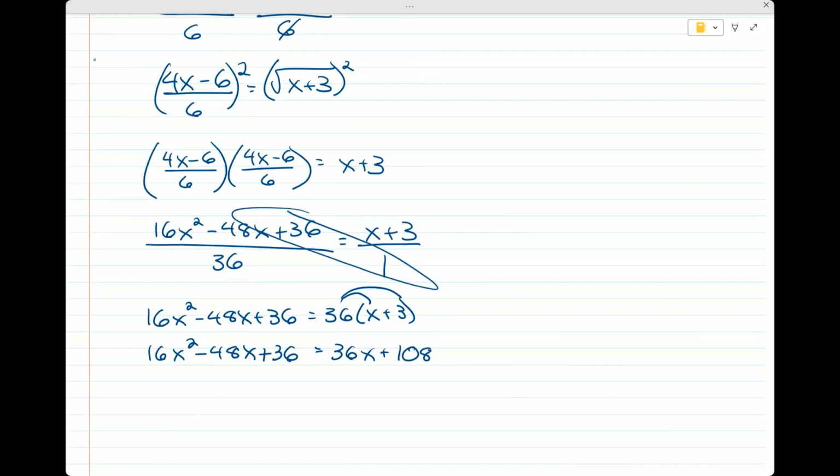So now that we have a polynomial, what we're going to do is make it equal to 0, and we'll see if we could either factor it or use the quadratic formula to finish. So I'm going to bring the 36x to the other side, subtract the 108, and we get 16x squared, and negative 48 minus 36 is negative 84x, and then 36 minus 108 is negative 72.